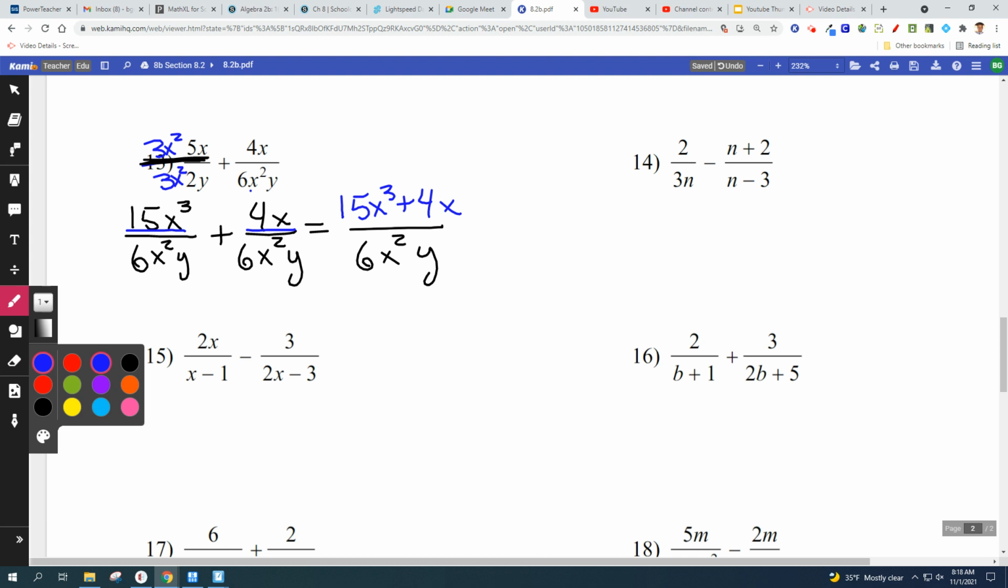What we do have, though, is a common factor there. We've got an x in common, so we could take that out. So one of the x's can cancel there, x with one of those x's. And I'm left with 15x squared plus 4 over 6xy.